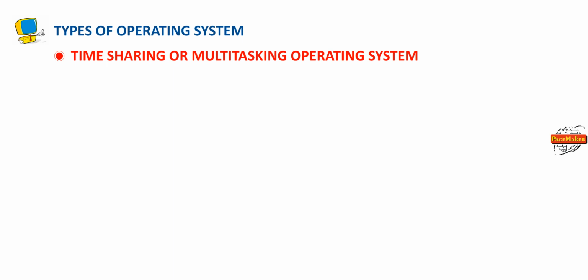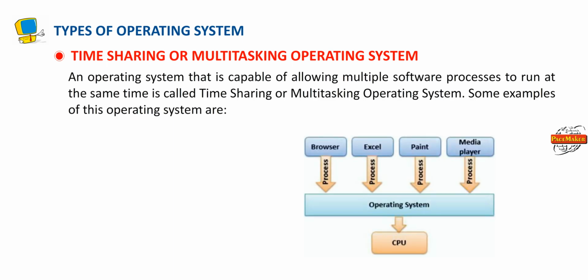Time-sharing or multitasking operating system. An operating system that is capable of allowing multiple software processes to run at the same time is called a time-sharing or multitasking operating system. Some examples of this operating system are Unix, Windows NT, XP, Vista, Windows 7 and 8.